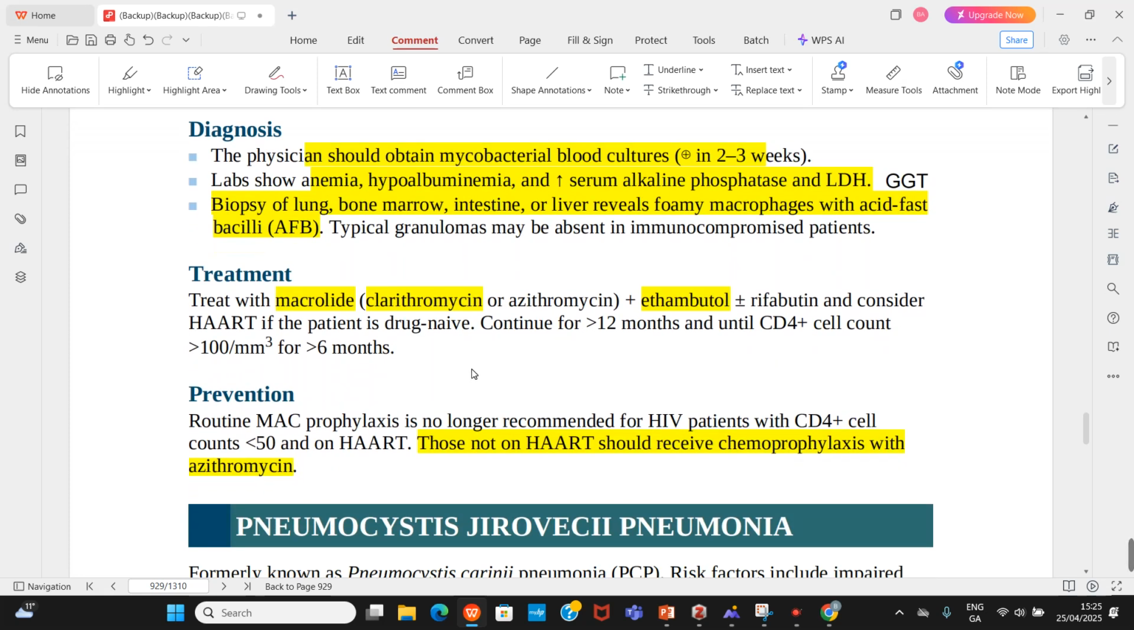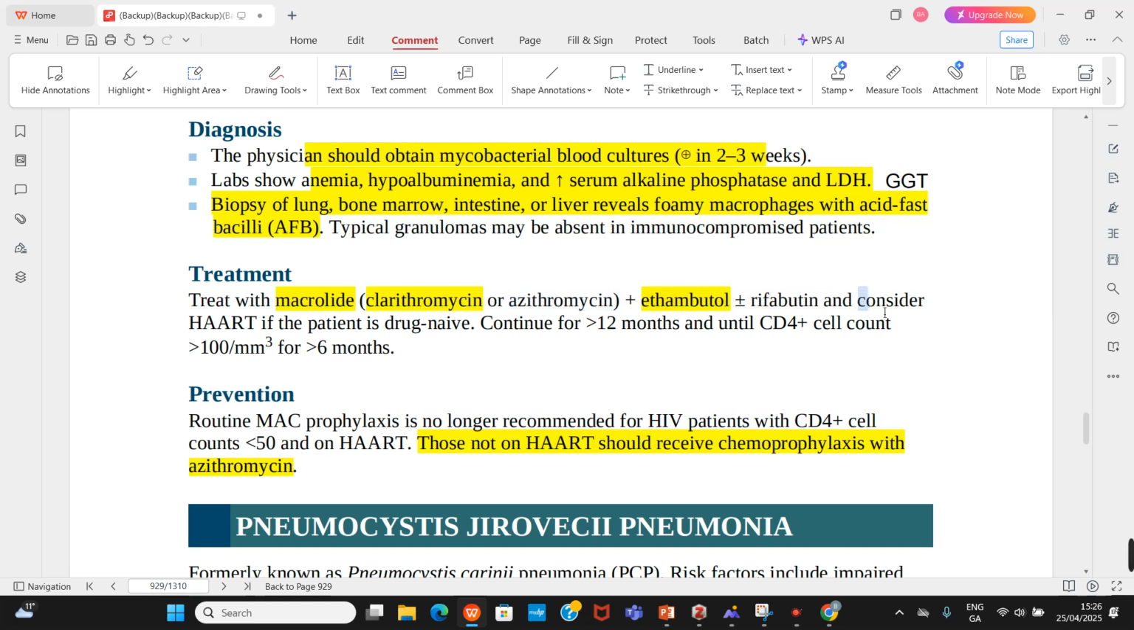How do we treat Mycobacterium avium? So the mainstay is to add a macrolide with ethambutol. But the first line macrolide we are going to pick in the exam is clarithromycin. Clarithromycin is the first line. If you don't see clarithromycin there, just go and pick azithromycin, combining with ethambutol.